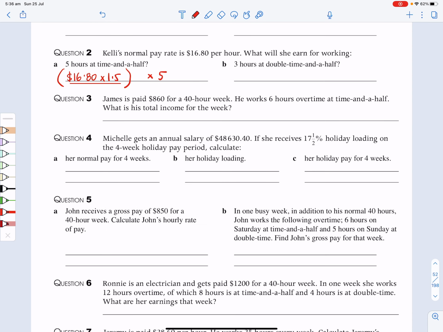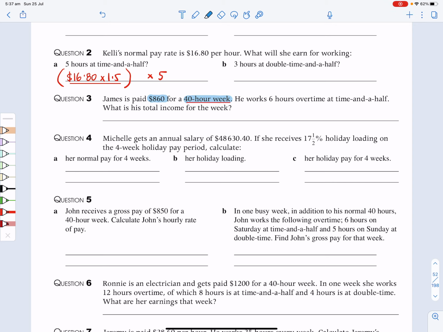Question 3. James is paid $8.60 for a 40-hour week. As soon as they tell you this, you can calculate what he gets paid per hour. So he's getting paid $8.60 to work 40 hours. That means you can now calculate his hourly rate.